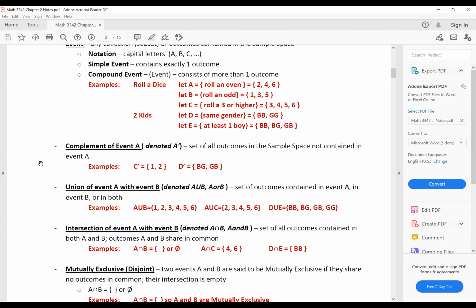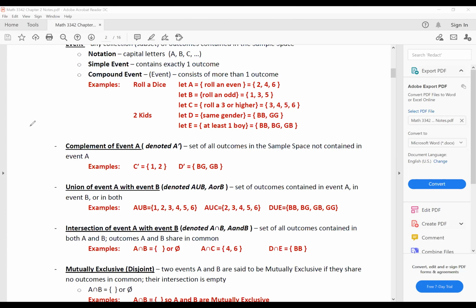Okay. So complement of an event. An event is also a set. The sample space is also a set. So the complement means... the sample space is actually the largest set of an experiment.